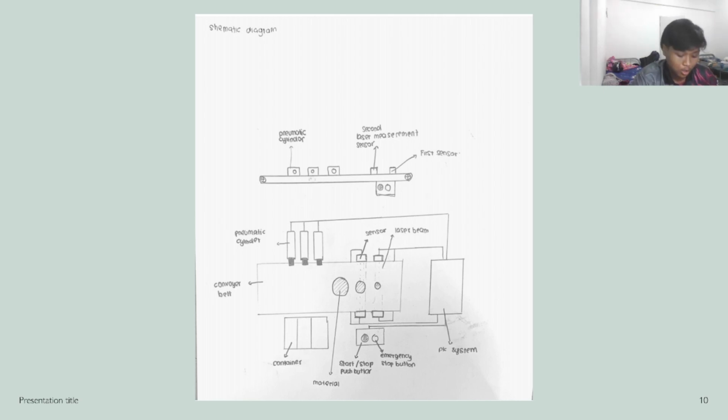And the material will be pushed out to the container, and the material is sorted based on the size of the material. Okay, that's all from me on how the PLC work system works, and our team has decided to change the proximity sensor to the laser measurement sensor.